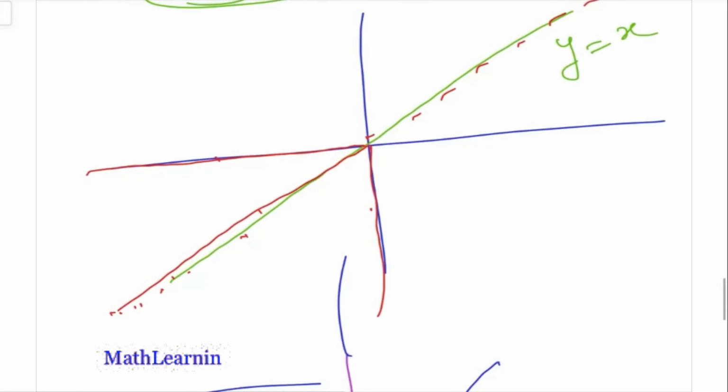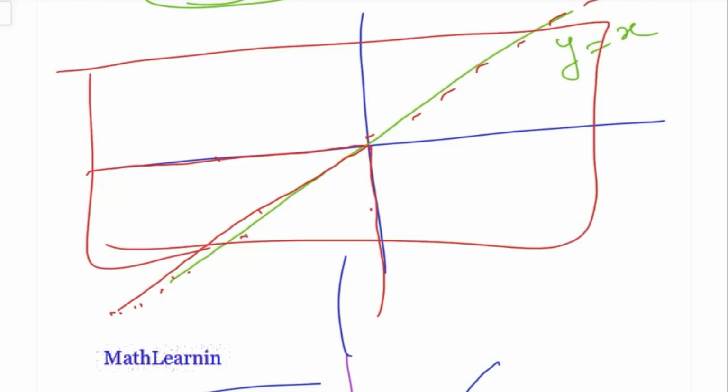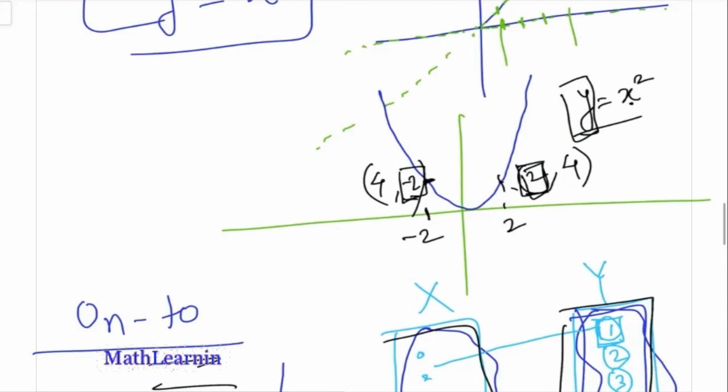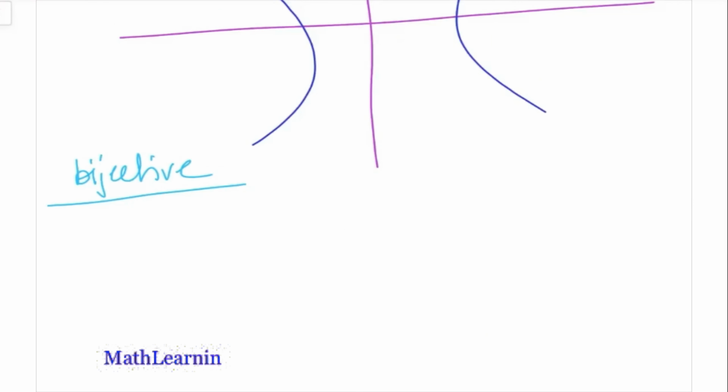Now the bijective function. What is the meaning of a bijective function? It is both one-one and onto. So is this y equals x one-one and bijective? Yes, it is onto here, and here it is one-one. So it is bijective.